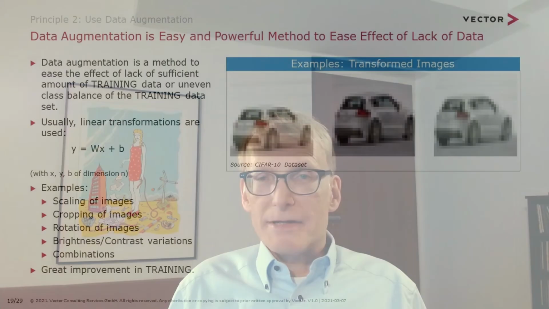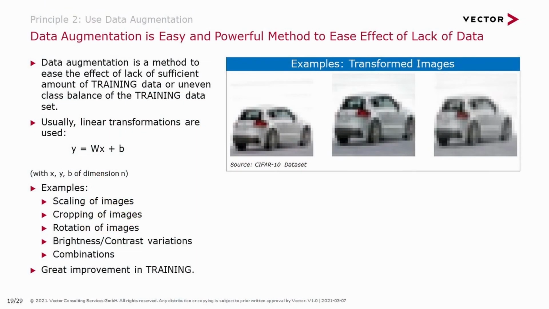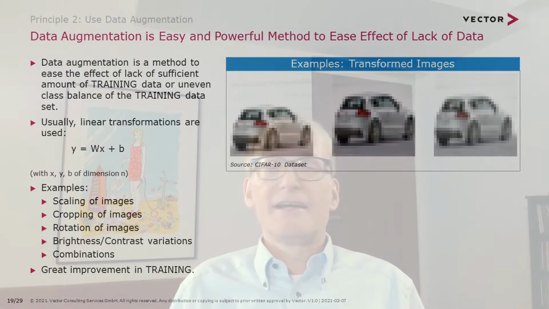The second principle is data augmentation. On the right-hand side you see what it is. It's obviously the same picture, but it's transformed. It's a little bit moved, a little bit scaled. So scaling, cropping, rotation, brightness, or combinations of these are all linear transformations that can be done to improve your database. And of course, this should be used.